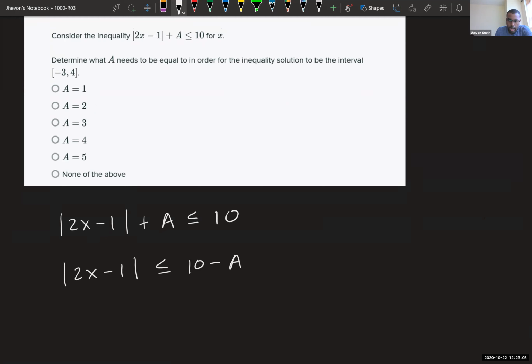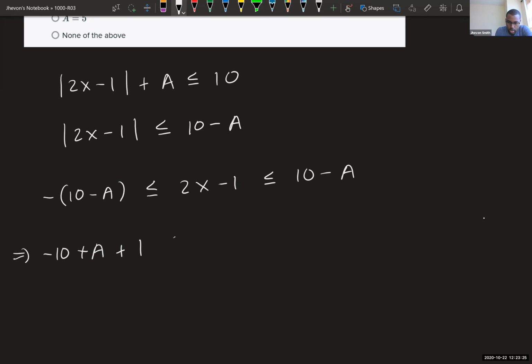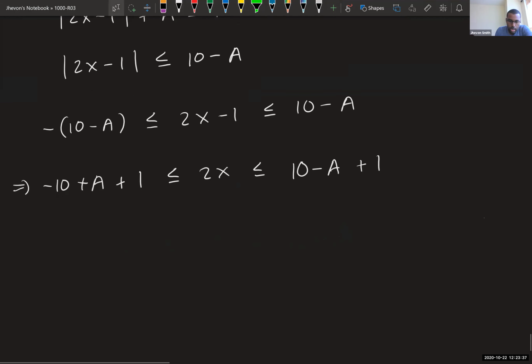That gives 10 minus a. And we know when we have an absolute value less than some number, we can put the negative of that number on one side, put what's inside the absolute value in the middle, and put the number on the other side. Then this is minus 10 plus a. I can add 1 to all sides, and then I can divide all sides by 2.